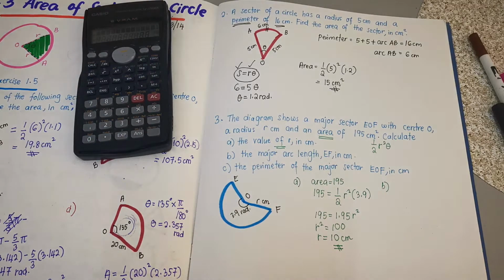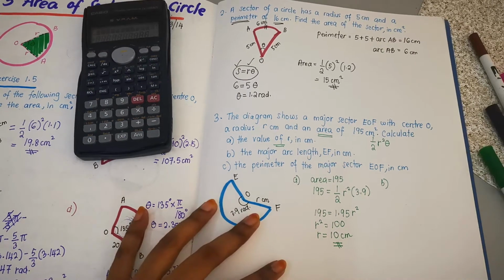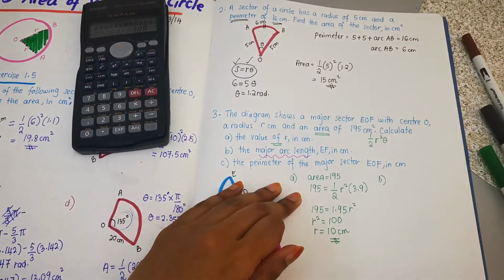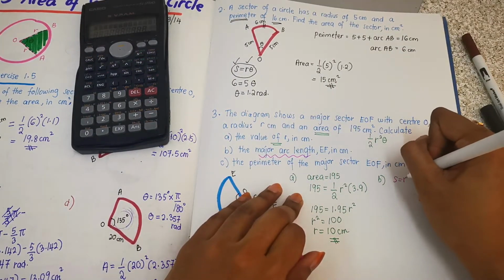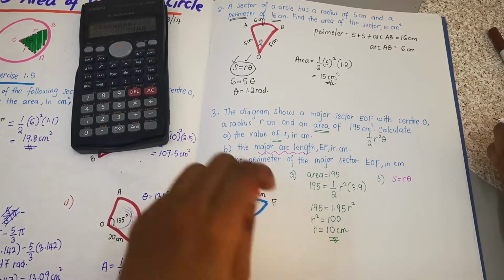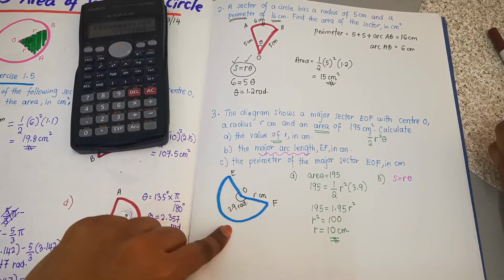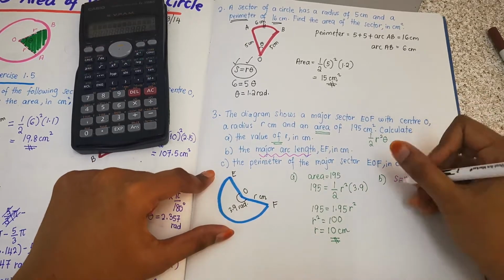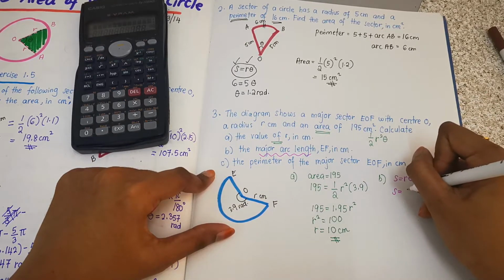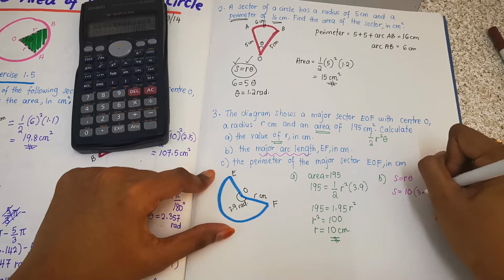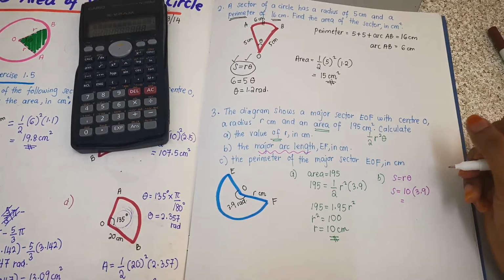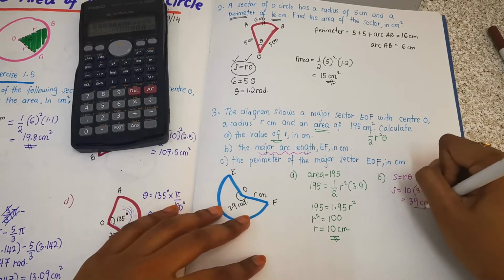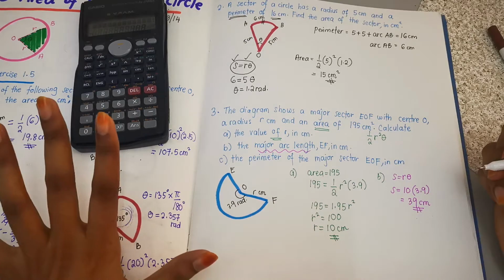Find the major arc length. Still remember what formula we're supposed to use, because we are supposed to find arc length. So arc length always relates back to S equals r theta. So we want to find this part, the major arc. Here I want to find this. So S equals, radius is 10, theta is 3.9. So 10 times 3.9 is 39 centimeter. So done. So this question is quite easy.